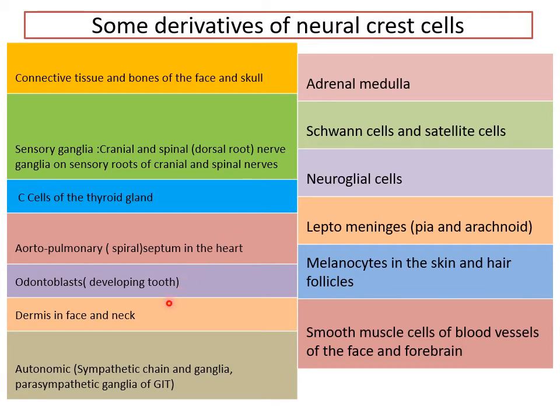You learn this with heart development, something in the teeth, dermis in the face, neck, all autonomic ganglia, adrenal medulla, because that also has ganglion cells, Schwann cells, satellite cells, or the neuroglial cells. Leptomeninges means the pia and the arachnoid. So these neural crest cells are going to contribute to all these structures, melanocytes, and some smooth muscle cells of blood vessels, especially of the face and or brain, etc.